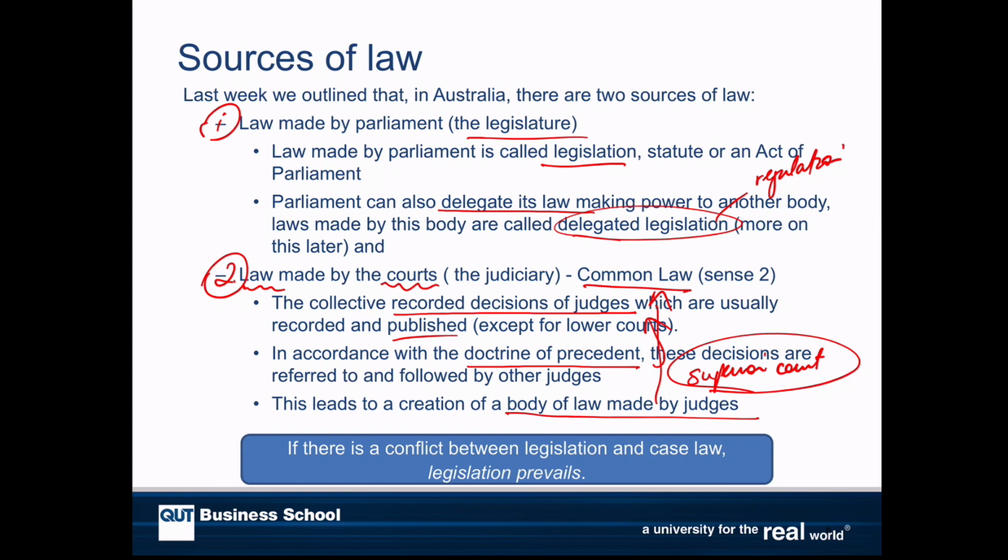Really important to remember that if there's a conflict between legislation and case law, legislation prevails. And the basic idea here is that legislation comes from the elected officials. So it's more the will of the people rather than unelected people. So therefore, legislation beats common law. And that way, people can be elected in order to change the law and then make those changes knowing the courts can't override them.